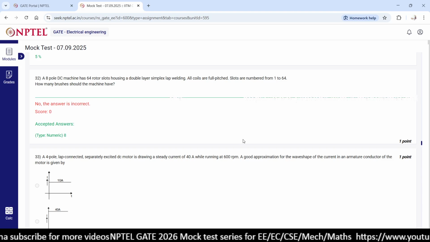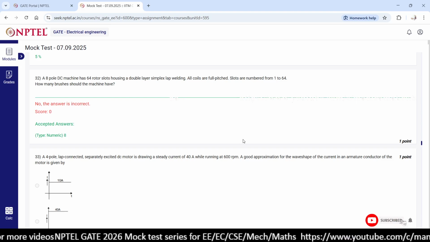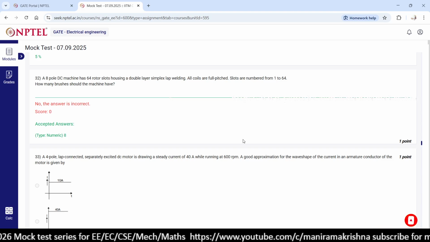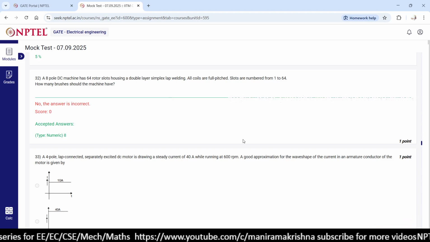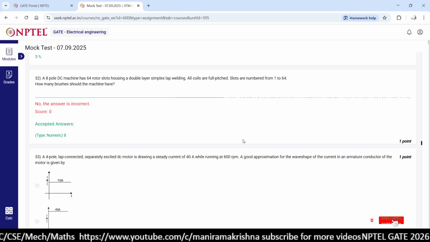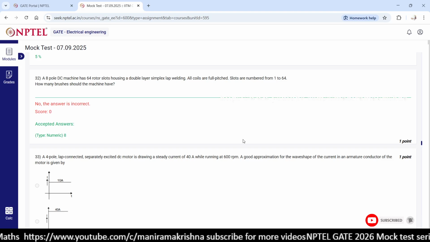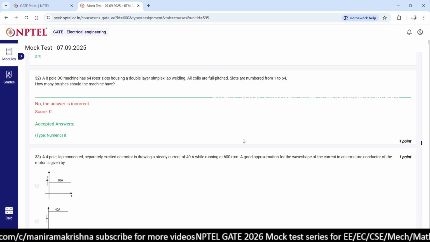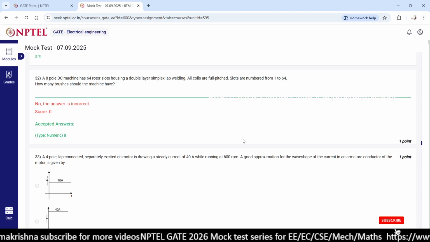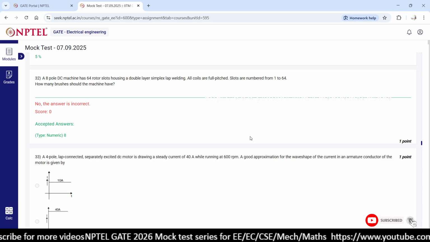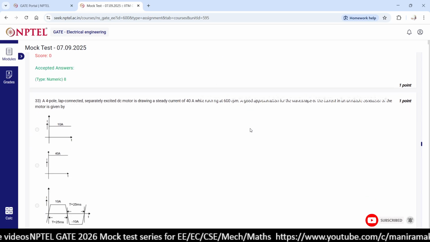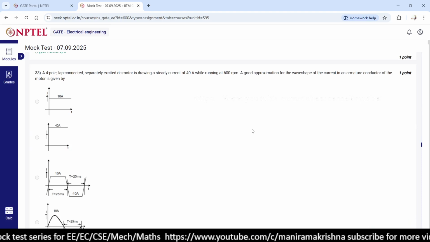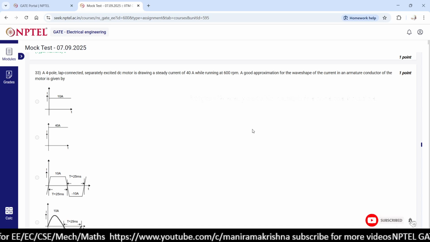So DC machines will have poles, slots, lap winding or wave winding. We need to identify the brushes, and sometimes commutator segments. Similarly, construction-based questions will come back, so you need to go through this section. Here also is a DC machine construction-based question.